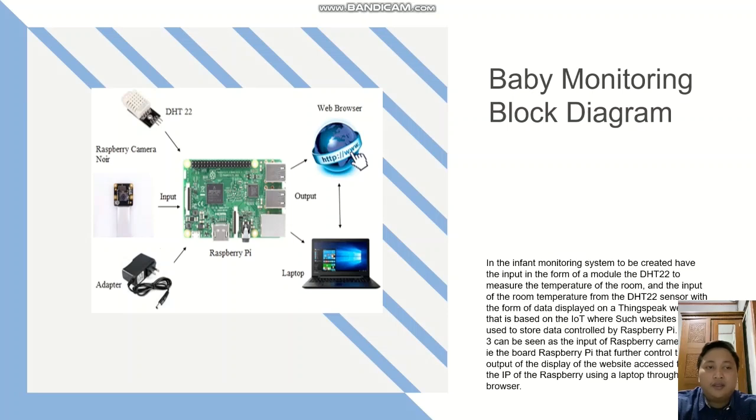In Figure 3 can be seen the input, the Raspberry camera Noir, and the Raspberry Pi board that further controls the output of the display on the website, accessed through the IP of the Raspberry Pi using a laptop through the browser.